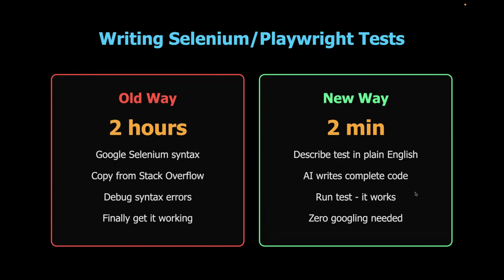But here's the catch. So here's what you will do. The process is pretty simple. You describe what to test. AI writes the code for you and then you run and verify. No documentation needed, no Stack Overflow, just describe what you want. But the thing is, you need to verify whether this is correct or not. You cannot 100% rely on the AI.